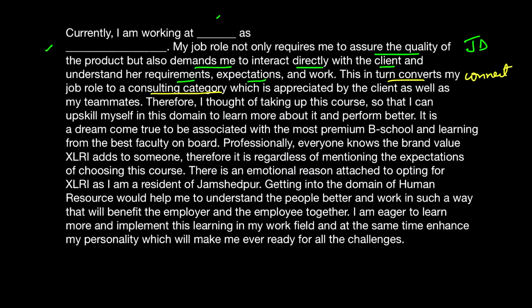Okay, and then a little bit of self boast also is very, very important. People lack in this category. थोड़ी अपनी तारीफ कम करते हैं, but self appreciation is very, very important, especially when it comes to SOPs. Okay, so you should appreciate yourself. So therefore, I thought of taking up this course so that I can upskill myself in this domain and learn more about it and perform better.